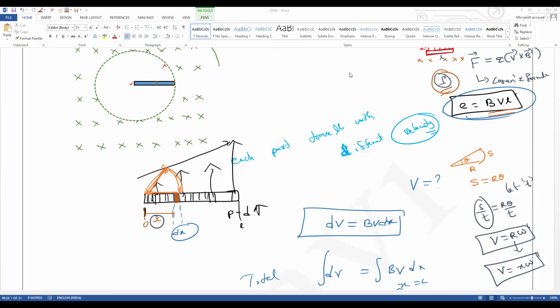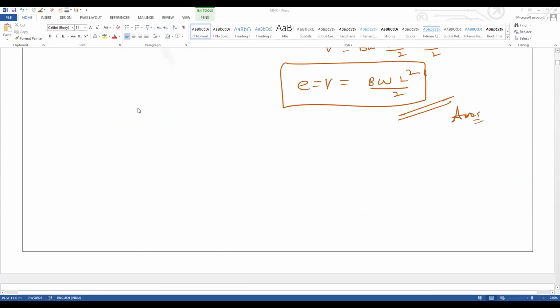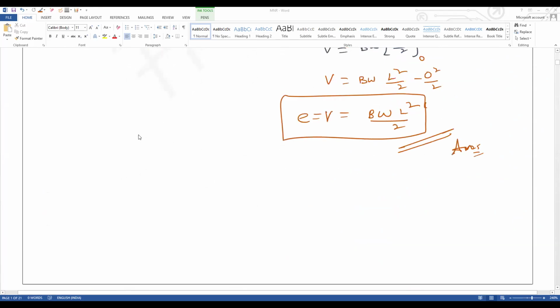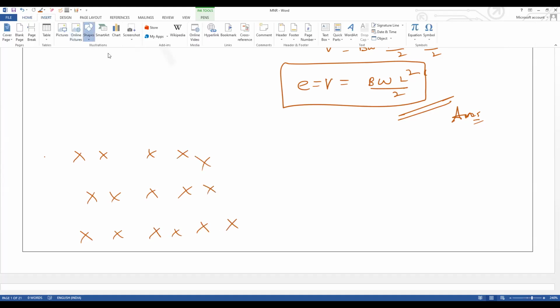Now, instead of this, if I put a disk, then what will happen? We will discuss. Are you all okay? Let me take the magnetic field again. What is the direction of the magnetic field? Into the page. Understand? Now imagine I have placed a disk in that.